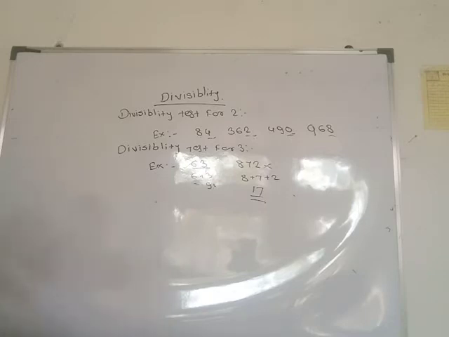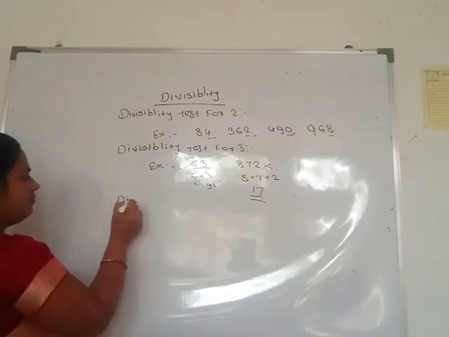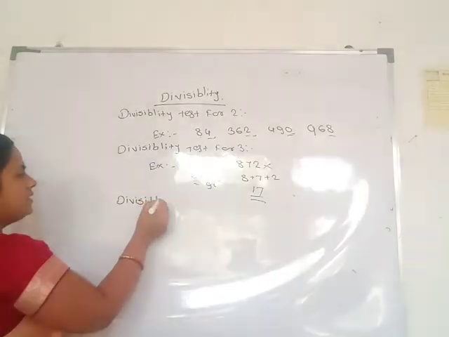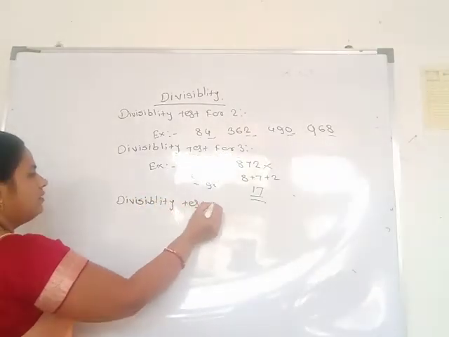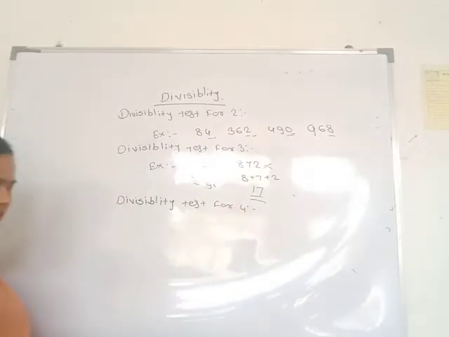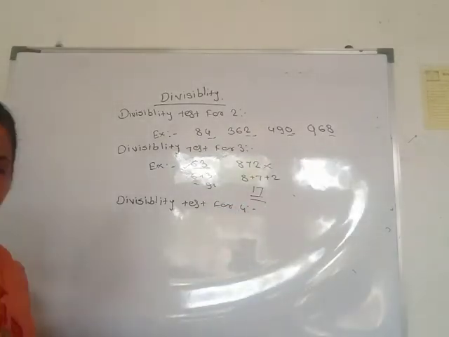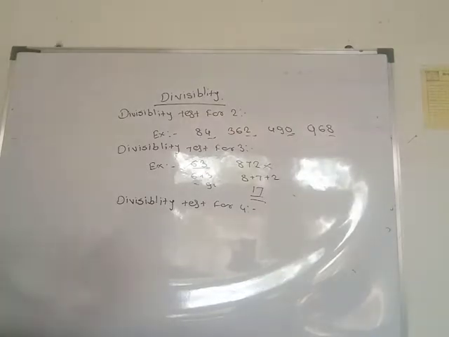Then next one, the divisibility test for 4. If the number formed by the digits in the tens and unit places of the number is divisible by 4, then that number is divisible by 4.